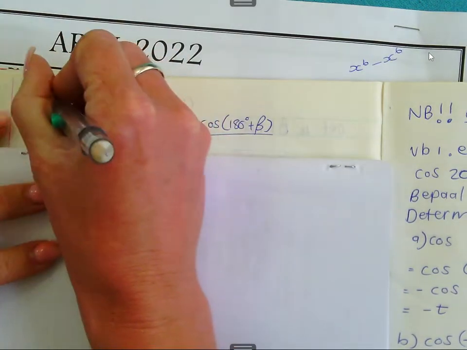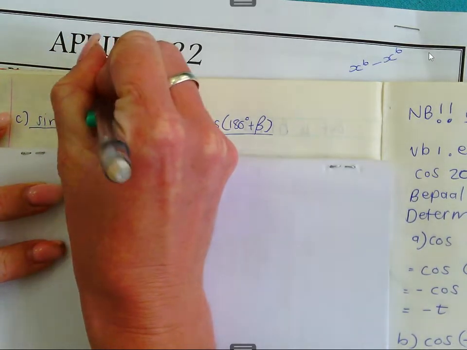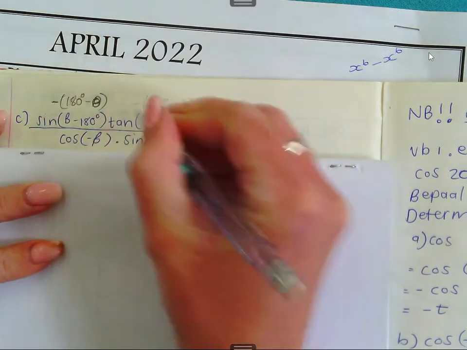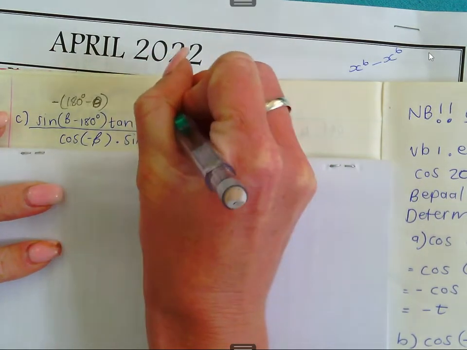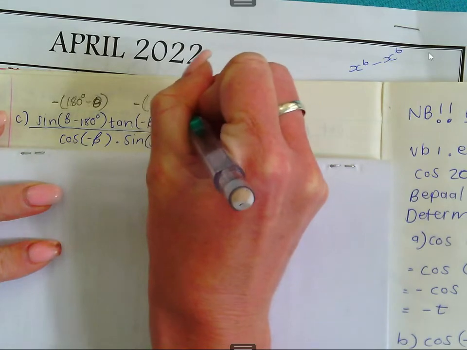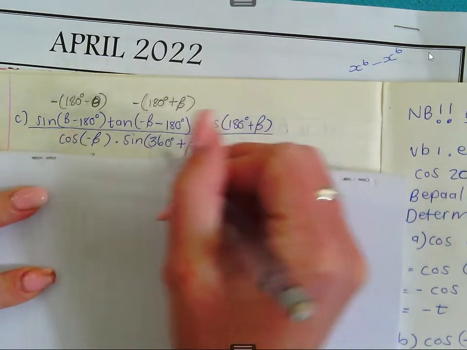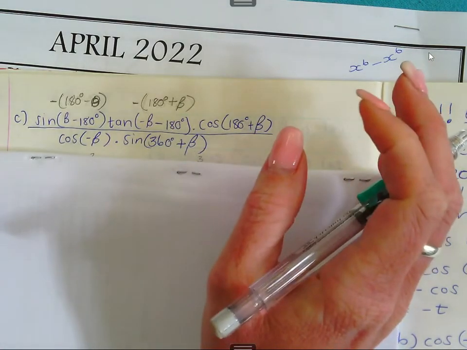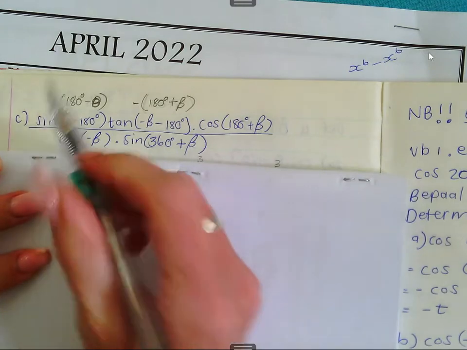But I took out the negative there, and then it will be 180 degrees minus theta, minus beta. That one isn't right either, so I take out the negative, then it's 180 degrees plus beta. That one is fine, this one is fine, this one is fine. You all agree with that? Okay. Now I'm going to get rid of those negatives.